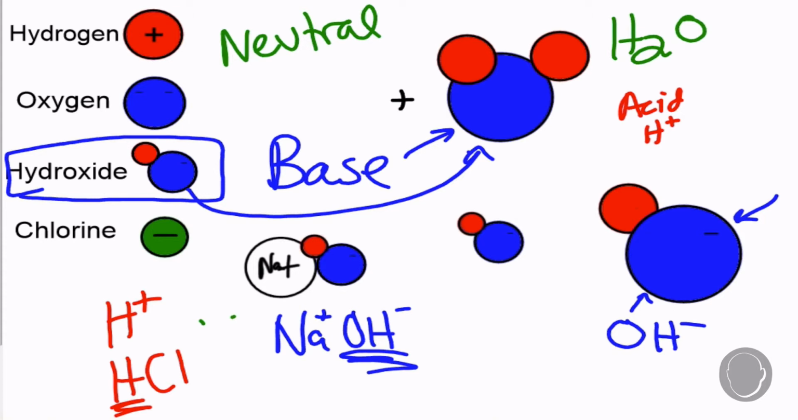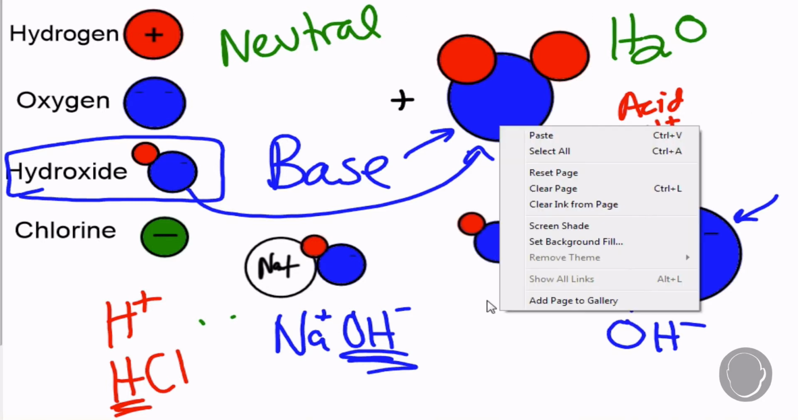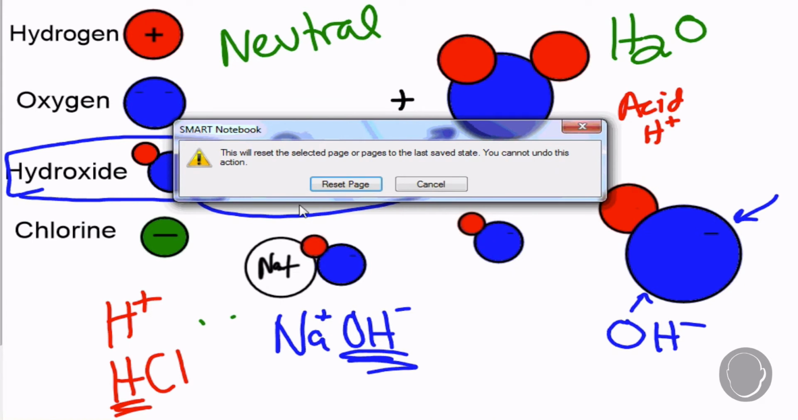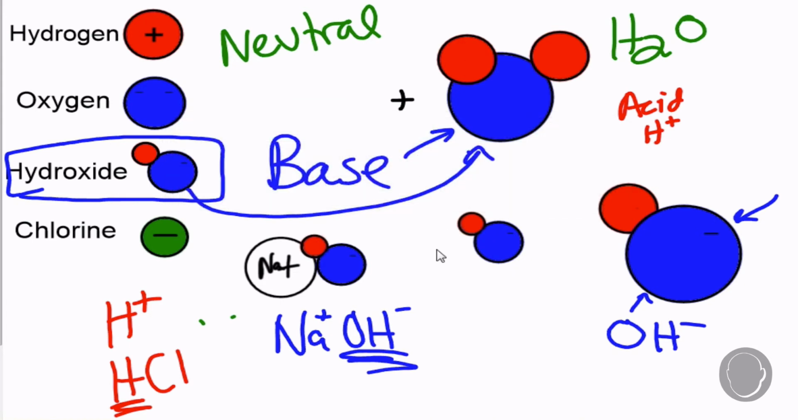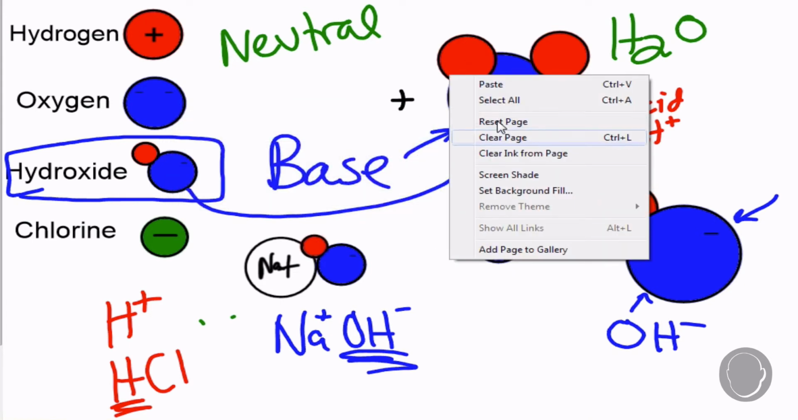Okay? Now, the last thing that I want to get to here, let me clear the page. All right. So let me go back to just my molecules or atoms, ions here. So here's my hydrogen. That's acid. Here's my hydroxide. That's base. And I'm going to use two very specific ones.